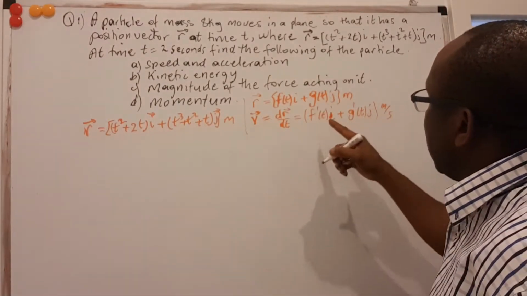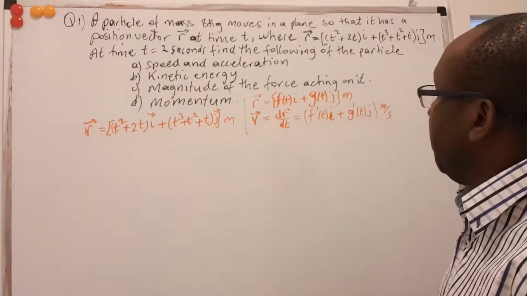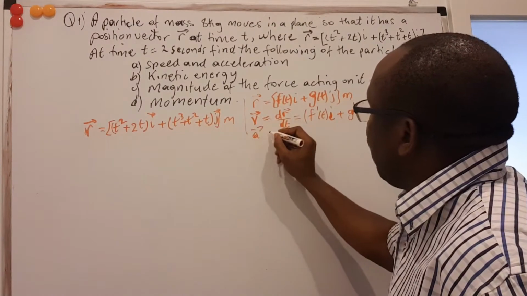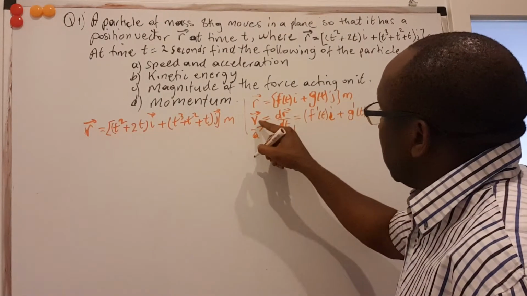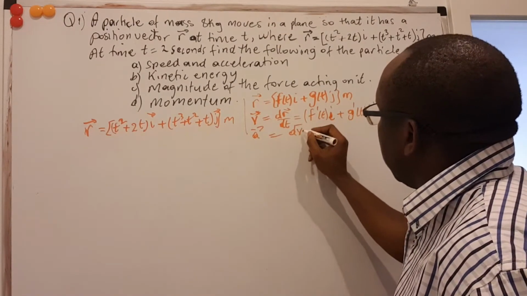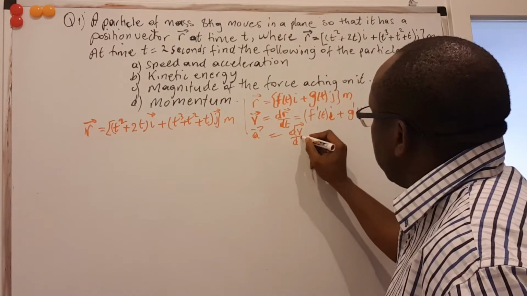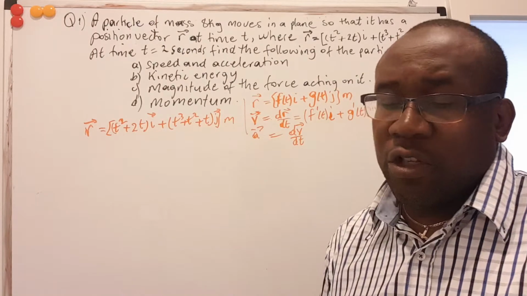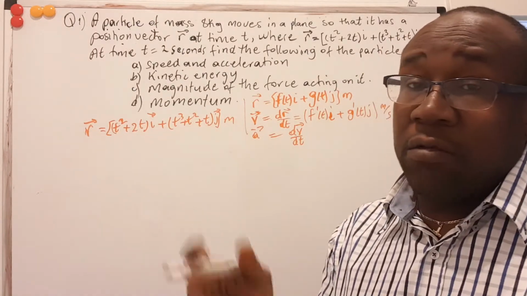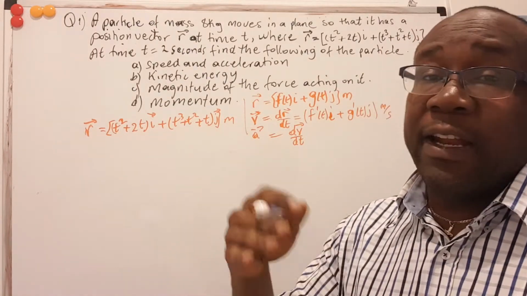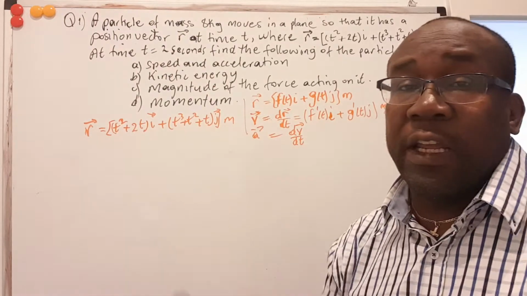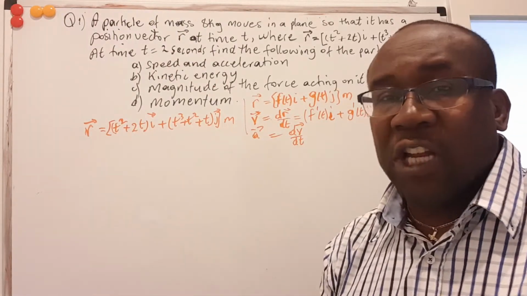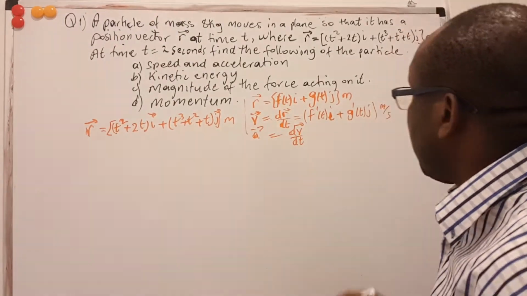This prime just says the first derivative with respect to t, while the acceleration will be equal to dv/dt. So the acceleration is how your speed changes with time. If you have a speed of 10 meters per second, and then later it moves to 30 meters per second in a certain amount of time, you can actually know the acceleration.